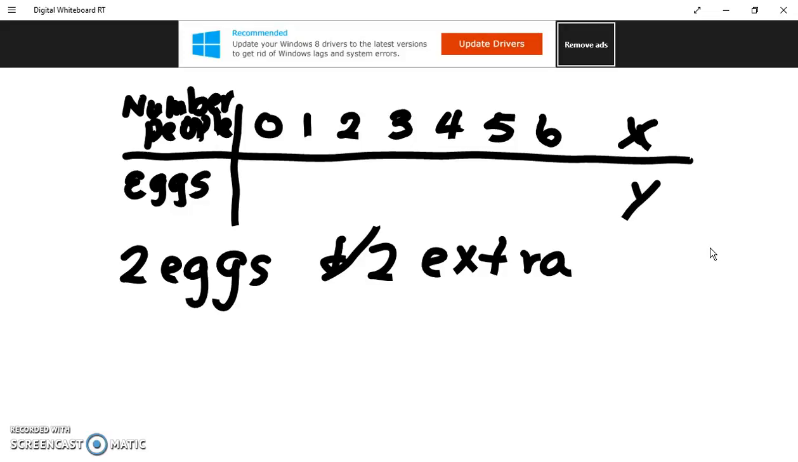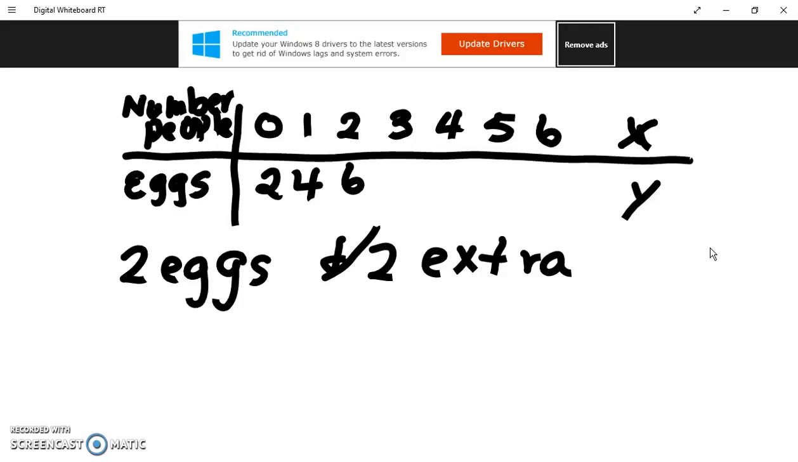Now, if we look over here, if I start with 0 people, I need 2 eggs per person plus 2 extra. So that means I need 0 eggs per person, but I also need 2 extra. So I'm going to start at, over here, 2. Okay? Now, if I have 1 person, that means I need 2 eggs plus 2 extra. So I'm going to add 2 eggs, and I'm going to have a value of 4. 2 people, I'm going to need 4 eggs plus 2 extra, gives me a value of 6.